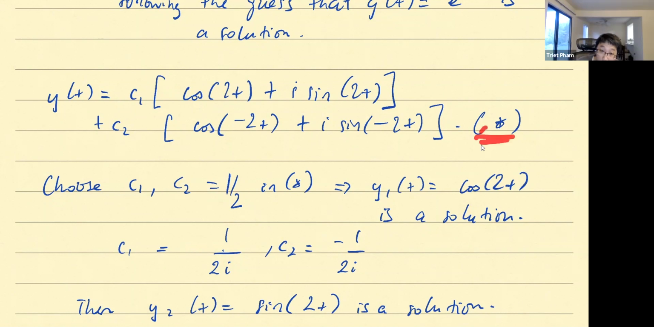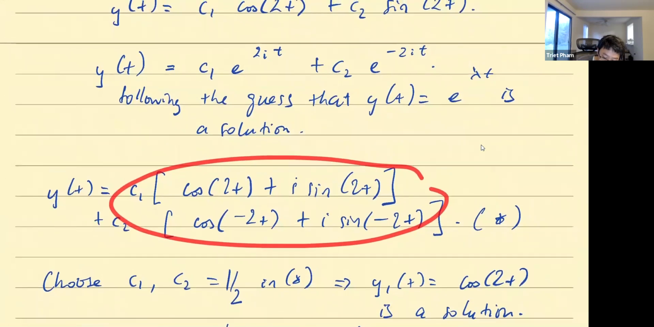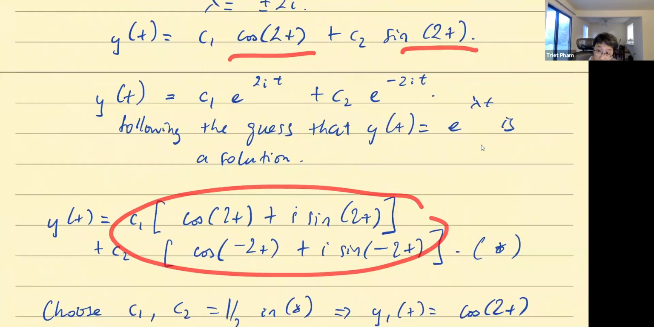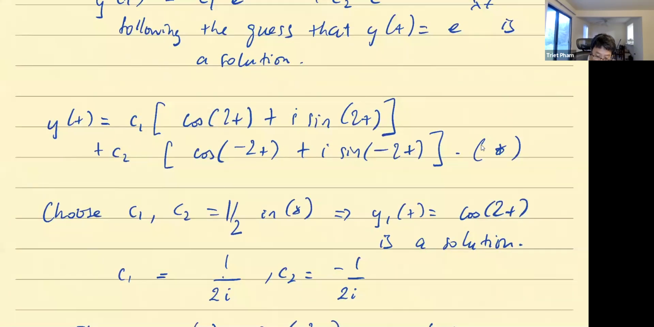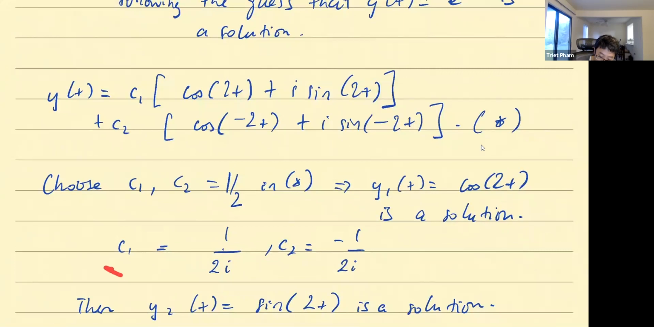So in star, I'm picking a particular choice of C1, C2 to reduce this complex form into this simple form. I choose C1, C2 to be 1/2 in this expression. Then you see this reduces to cosine 2t. If I choose C1 to be 1 over 2i, C2 to be minus 1 over 2i, then this complex form reduces to sine 2t. All right?